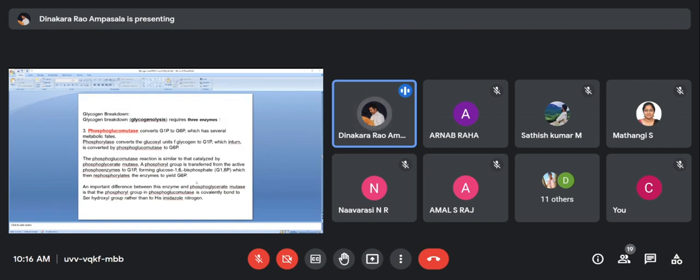Another enzyme in glycogenolysis, the third enzyme, is phosphoglucomutase. This is a simple mutase enzyme that we have seen previously. Glucose 6-phosphate converts to glucose 1-phosphate, and that is a reversible enzyme, as we discussed. So here the same enzyme will convert glucose 1-phosphate to glucose 6-phosphate. Immediately, by hydrolysis this will convert to a glucose molecule, or it can enter the glycolysis pathway for energy purposes.